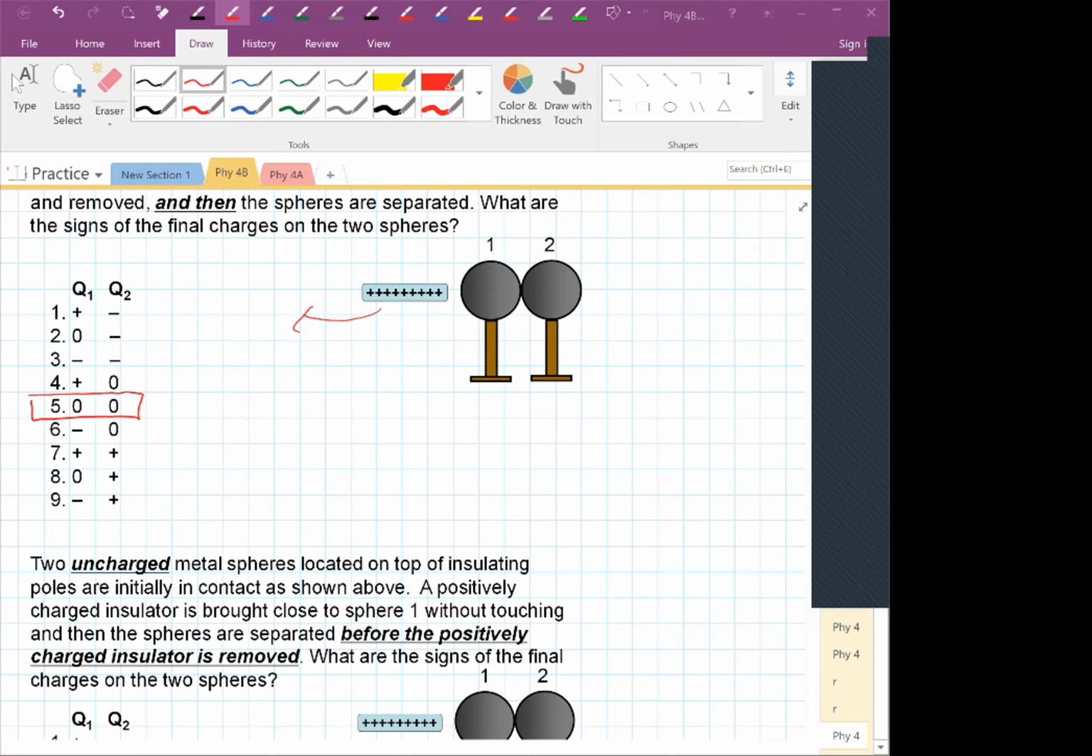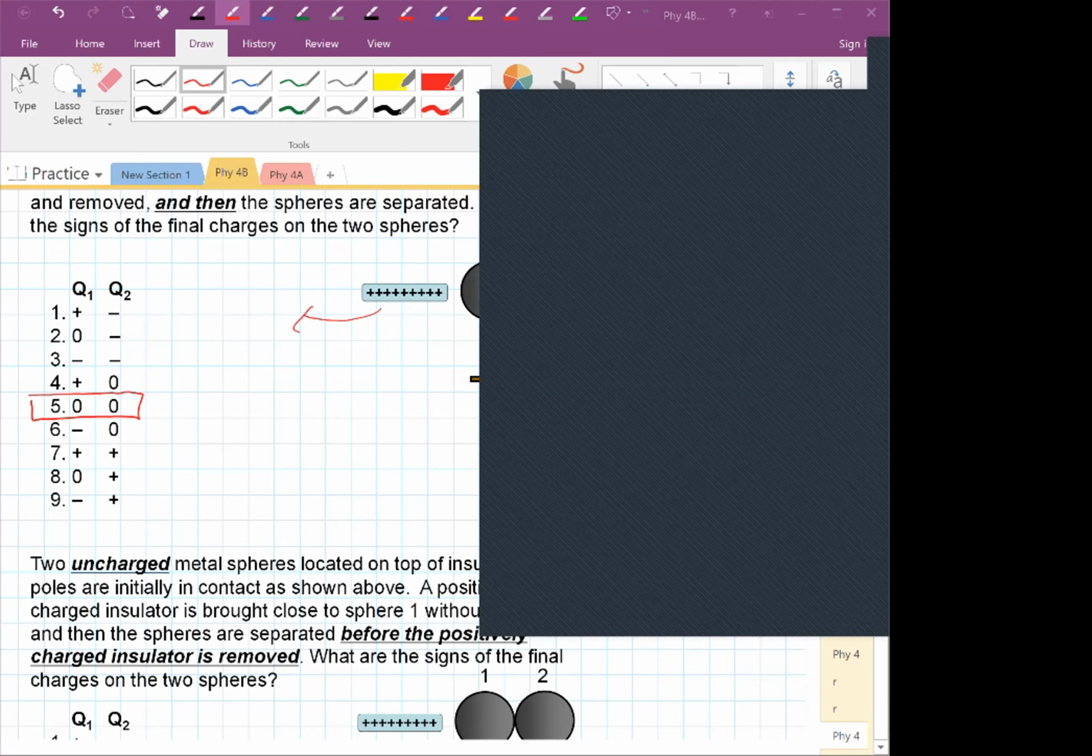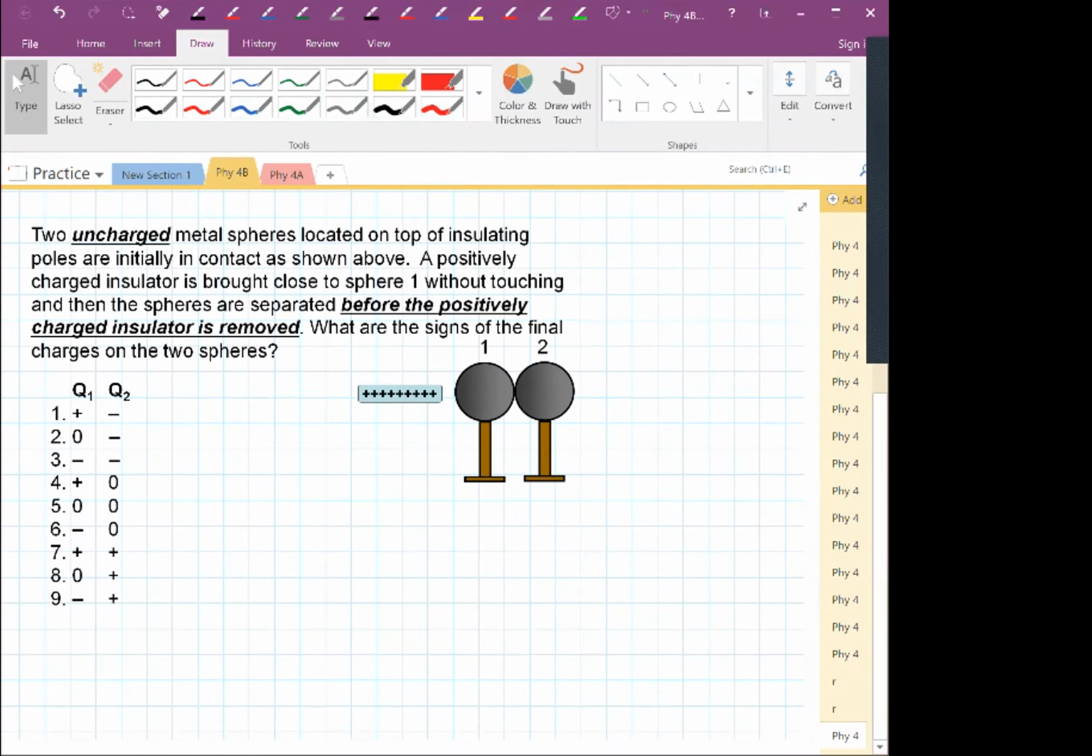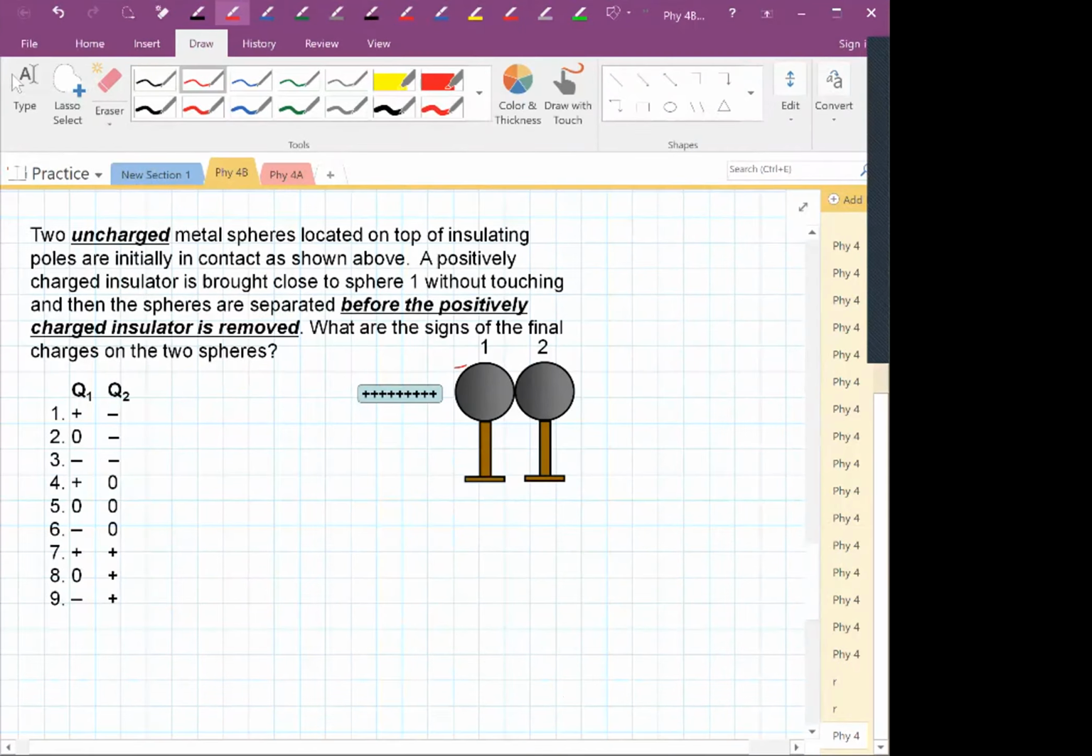Now let's take a look at the second one. Most people said number 9. Let's take a look at that. So here, you bring in that charge. Electrons are attracted to this surface that leaves some positives behind. Now you separate them. So the one on the left, sphere 1, has some extra electrons. And the one on the right has some extra positive charge, or a lack of electrons, if you prefer to think of it that way. And so we end up with the situation outlined in 9 there. Charged object 1 here is negatively charged, and 2 is positively charged.